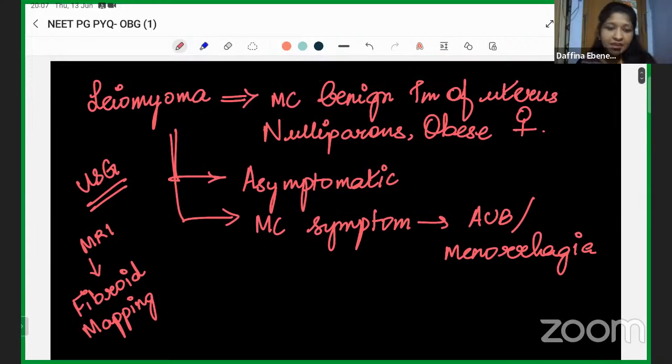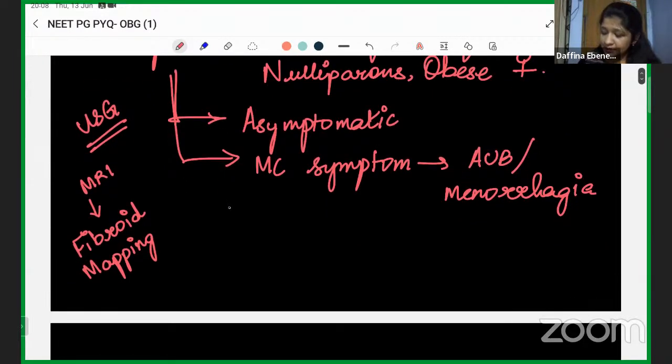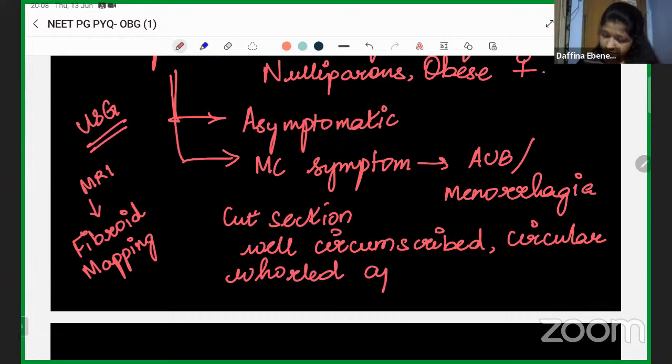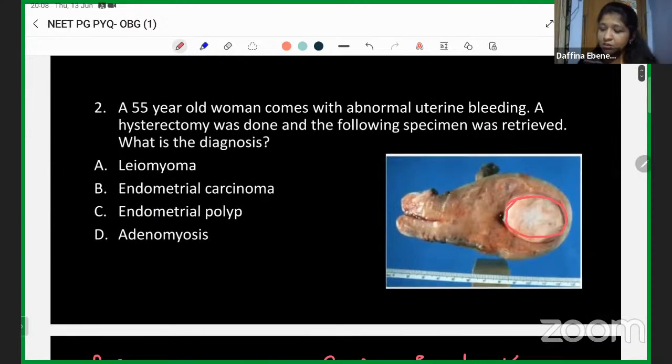Treatment will differ depending on the age group of patients. When you do a hysterectomy and look at the cut specimen of leiomyoma, it's classically well circumscribed, circular, and it has a whorled appearance. So this is all you need to know about leiomyoma. Looking at this picture, the diagnosis should be leiomyoma.